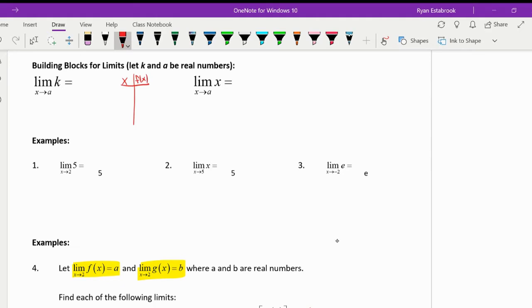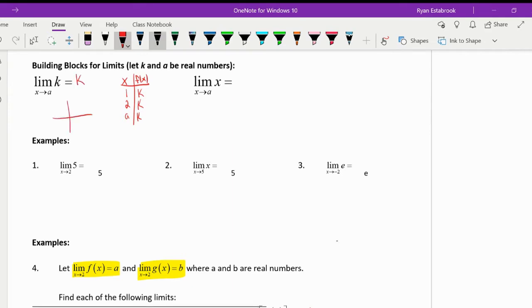So whatever I plug in for x, if I plug 1 in for x, I get a y value of k. If I plug 2 in for x, I get a y value of k. If I plug in any number for x, I'm always going to get a y value of k. So as x is approaching a, if I plug in a, I get k. If I have a plus 0.001 or a minus 0.001, I get k. In other words, this value is going to be k.